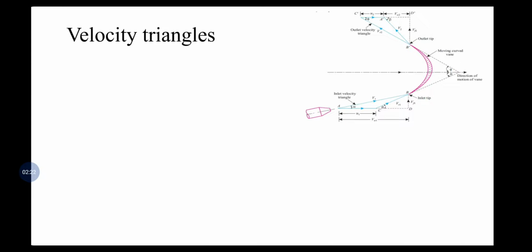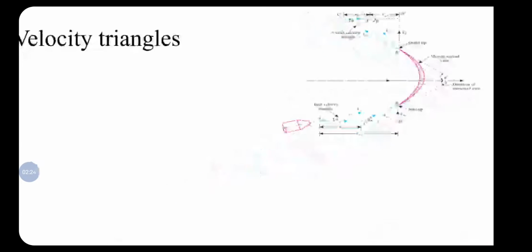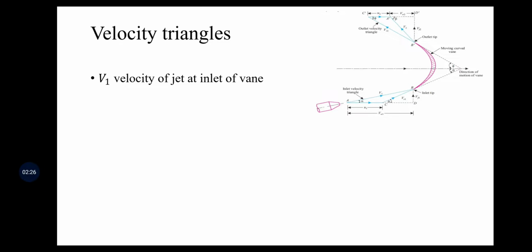Let us assume the different parameters that are essentially required in the derivation and further understanding. V1 is the velocity of the jet at the inlet of the vane. This is the jet. We assume that it strikes the vane at this point, the inlet point. Suppose this point is B and this is point A. So the velocity of the jet directed along AB is the velocity of the jet striking at the inlet of the vane.